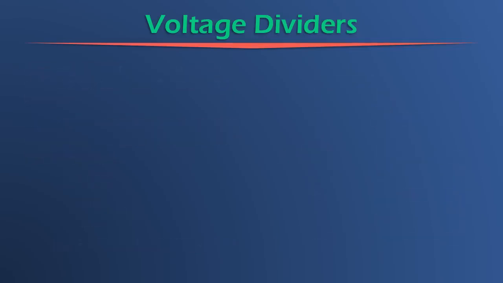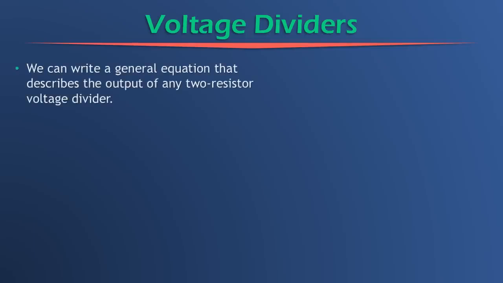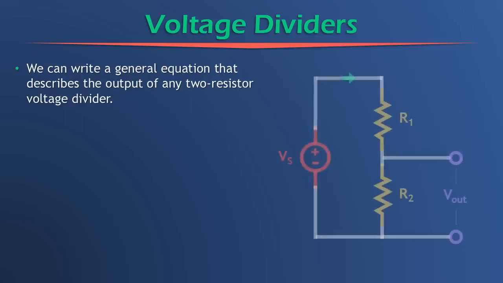What we just did is all fine and dandy, except it takes a couple of steps, about 3, to reach our answer. So we want to write a general equation that describes the output of any 2 resistor voltage divider. Here is a general schematic of a voltage divider. We have a VS, an R1, and an R2. We also have a current that flows through the circuit. It's the same current everywhere in the circuit because this is a series circuit. And we have a voltage output, V out, which is observed across R2.